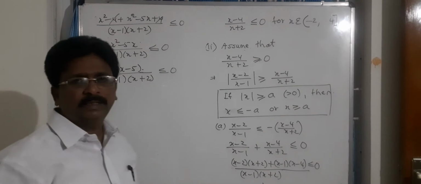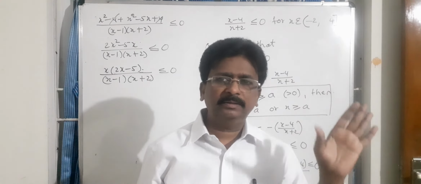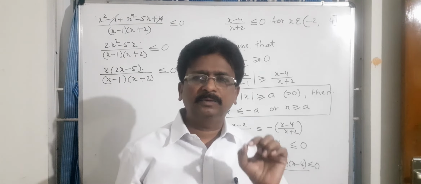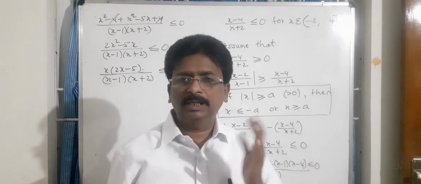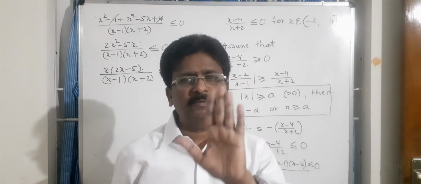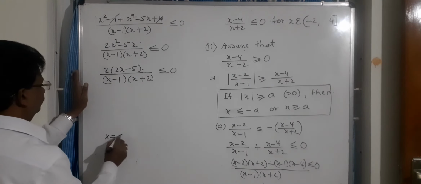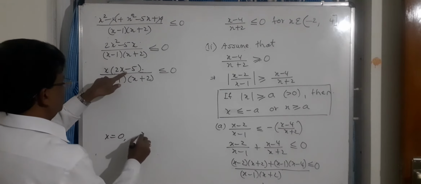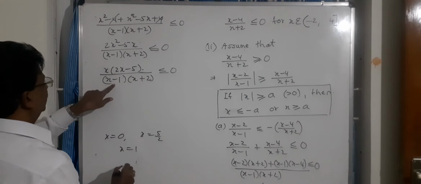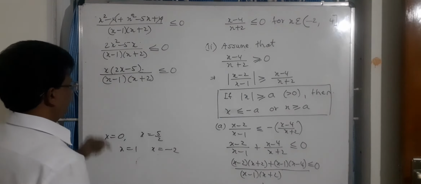So for this inequation, to find the solution set we have to follow the wavy curve method. In the wavy curve method, first we have to find the critical points. The critical points are the values of x obtained by equating each factor with 0. So x equal to 0. 2x minus 5 equal to 0, x equal to 5 by 2. x minus 1 equal to 0, x equal to 1. x plus 2 equal to 0, x equal to minus 2.